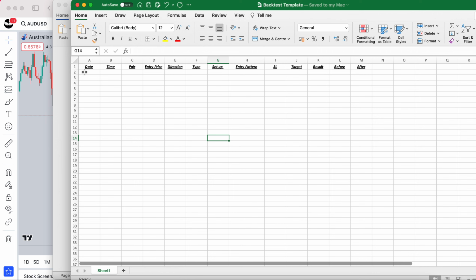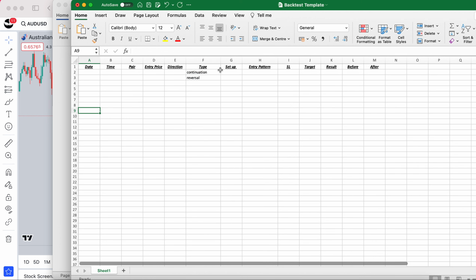Okay, so let's just quickly go through this. You're going to note down the date. You're going to note down the time. This is for every single trade, by the way. You're going to note down the pair. You're going to put the entry price, whatever it is. You're going to put the direction. Are you going long? Are you going short? You're going to put the type. Is it a continuation? Is it a reversal? Maybe I should just put that in there so it's a bit clearer.